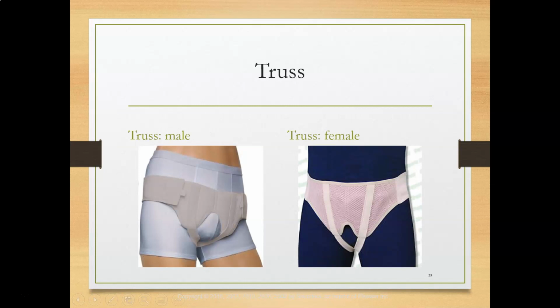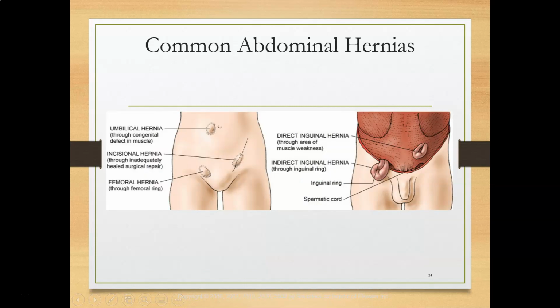Here are pictures of trusses. You can see how it helps to hold in the hernia, how it goes around. And there's different ones for men and women, just depending on the tightness, helps to hold the hernia in so that it doesn't protrude out.